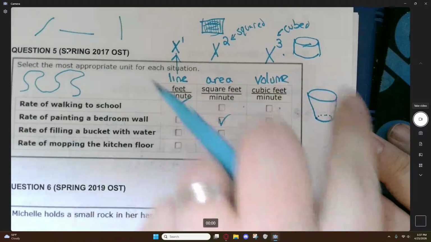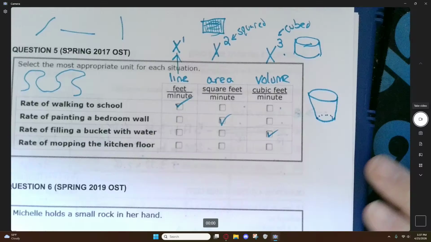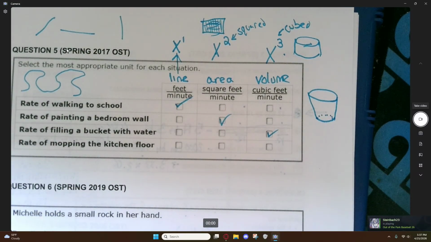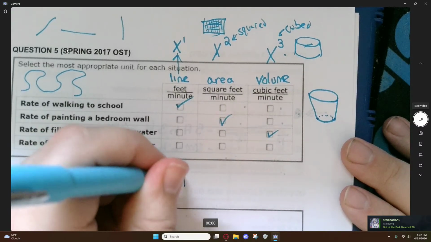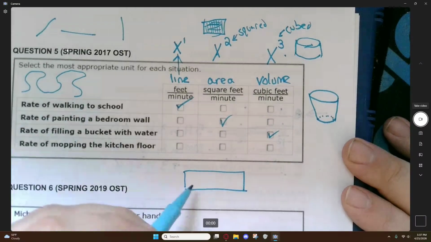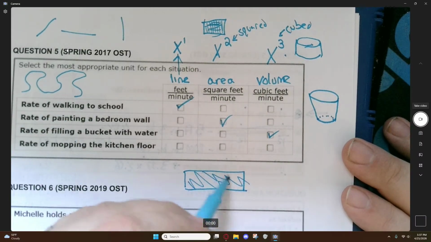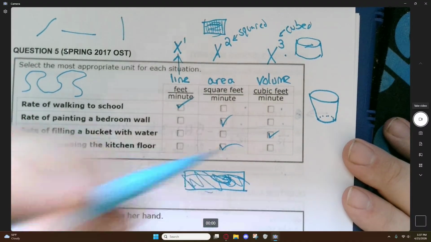That's 3-dimensional. That's a bucket. A bucket is 3-dimensional. It has an X, a Y, and a Z. That's cubic feet. The rate of mopping the kitchen floor. Think about what your floor looks like. Your floor just looks like a rectangle. You're just covering the entire floor with water. That would be square feet.